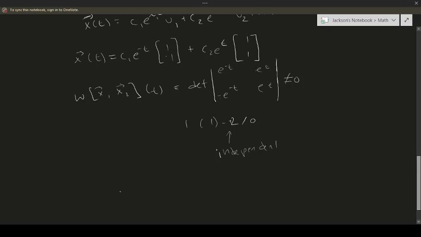All right, and so then we know that this is our general solution. And you can simplify that down if you want, but you don't really have to. And that is our general solution.